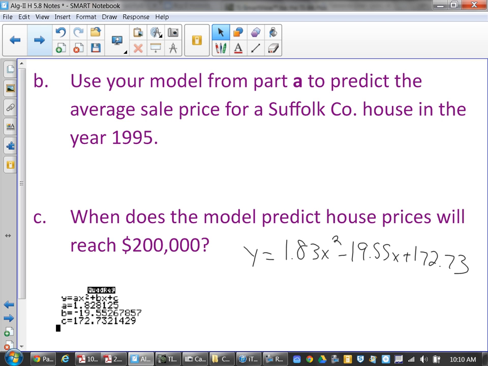use your model from part A to predict the average sale price of the house in 95. That just means you have to figure out the X value. Well, I'm looking at part B there. 95, that means your X value would be 7. Yeah. So you can substitute 7 and go from there. Okay? I don't think this is going to be really difficult to do.